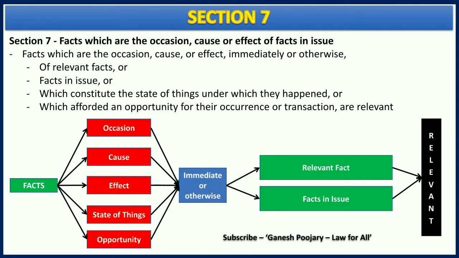To understand section 7, we need to understand 5 important terms, which can be connected to a relevant fact or facts in issue. They are the occasion of such transaction or causes for such transaction, effect of such transaction, state of things under which such transaction has happened or occurred, and opportunity for such an occurrence.